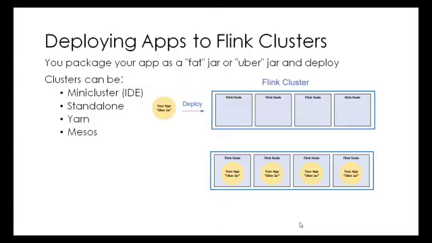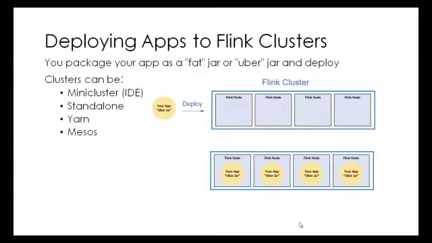It doesn't work for every single case, but it works for a lot, especially if you're just debugging to make sure that your data transformations and your operations are being performed properly. Then it has what's called a standalone cluster, which is where you run a Flink job manager and task manager. It's its own cluster. You can also run it inside of Yarn, as part of a Hadoop cluster, and you can run it in a Mesos cluster as well.